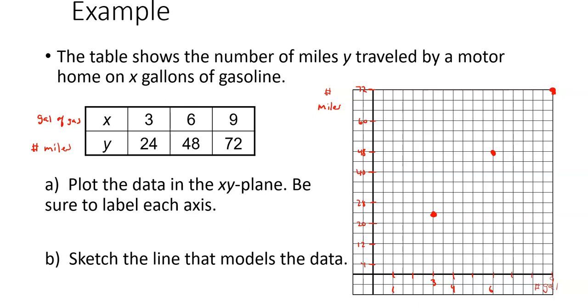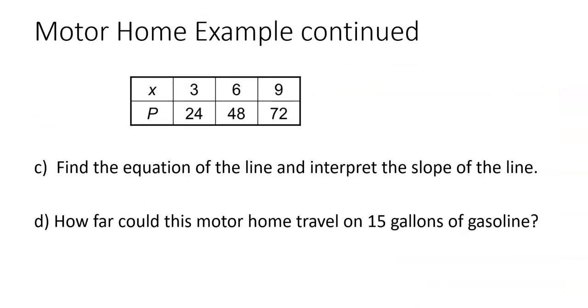Sketch the line that models the data. You're going to take a ruler out. I can't do it on this tablet, but I can give it my best eye shot. It looks like it goes through every point perfectly. And it should head all the way down to the 0, 0 point. Look at that. Right there, 0, 0. Because if you just park the motorhome and don't turn the engine on, it's not going to take up any gas. So if you travel 0 miles, it doesn't use any gas at all. So there's a line that models the data.